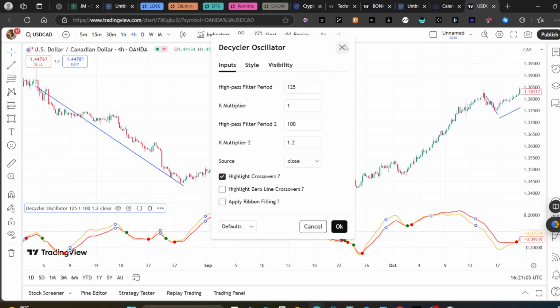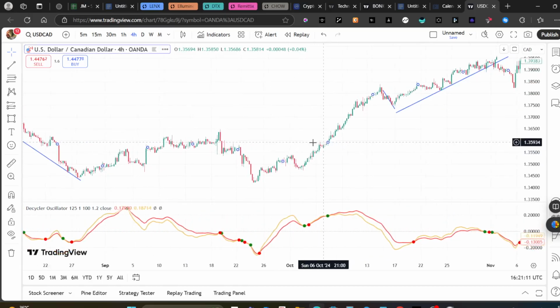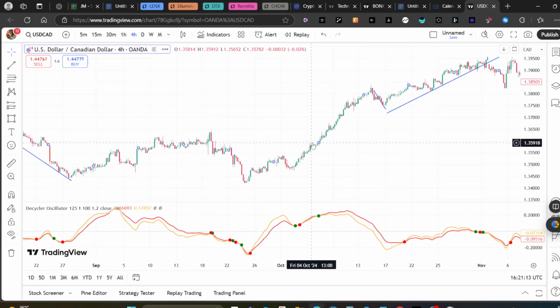And then finally, one of the most powerful features is how the Decycler Oscillator adapts to changing market conditions. Whether you are in a strong trending market or a period of consolidation, it adjusts its behavior to give you the most accurate signals. However, note that no indicator guarantees 100% accuracy. Please note that this indicator does not guarantee profits.